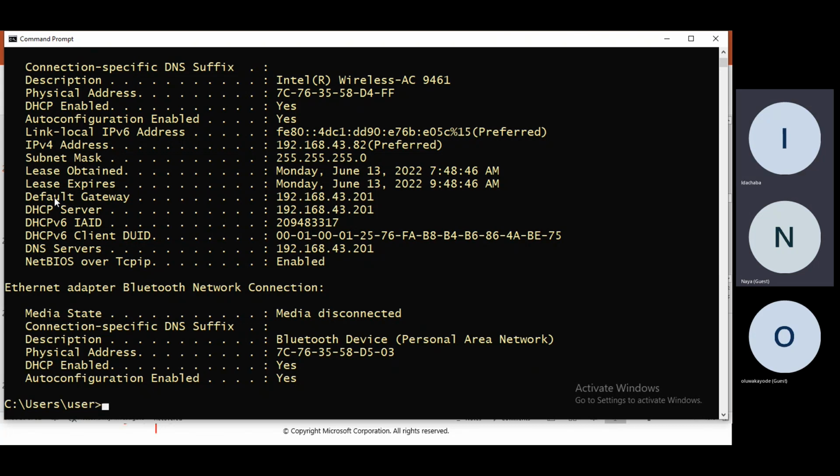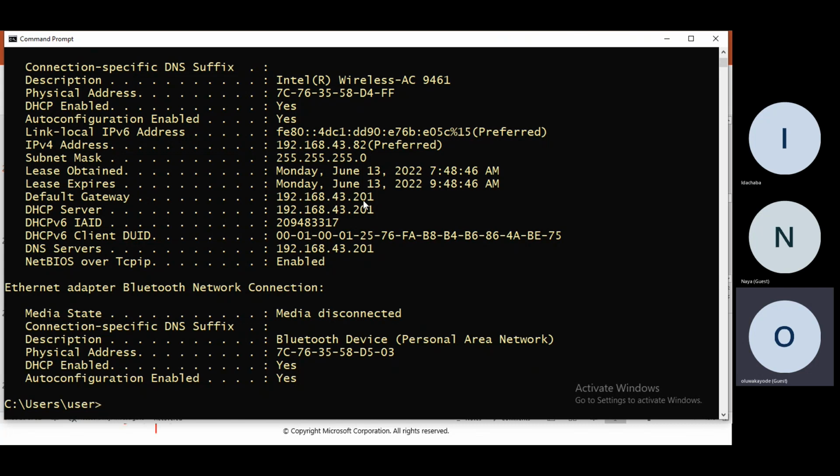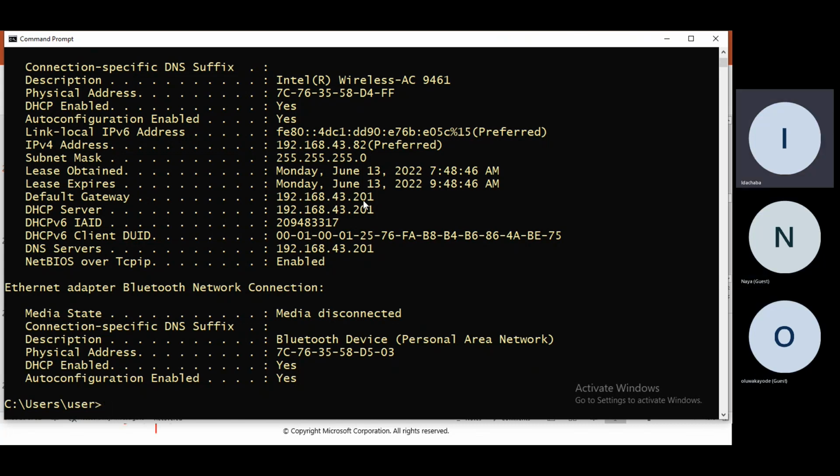Now, look at this thing called default gateway. It gave my default gateway as 201. Can you see it now? But remember, I am connected to my phone for my internet service.